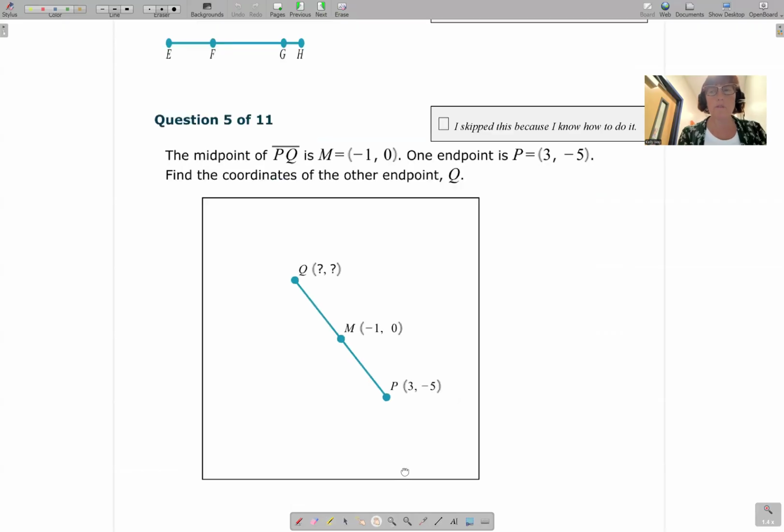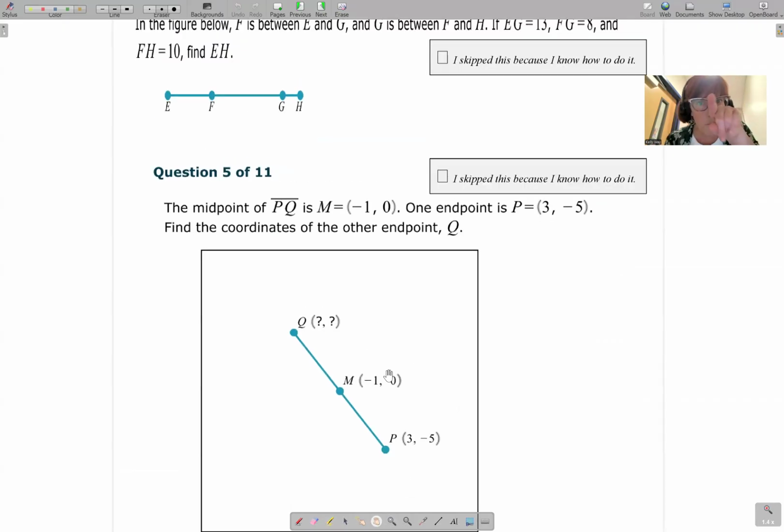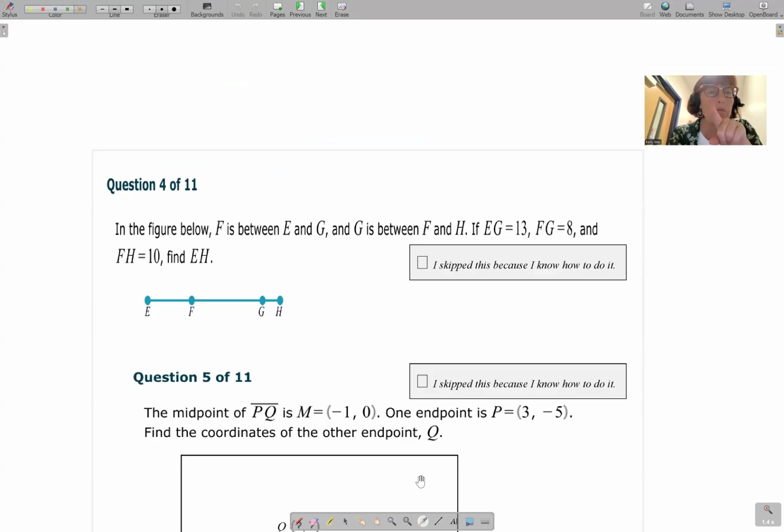For these problems, it's very important you actually read with your finger on the paper. So finger, and you read out loud in the figure below. F is between E and G. G is between F and H. If EG is 13 and FG is 8, and FH is 10, find EH. I recommend you use different colors here as well as brackets.